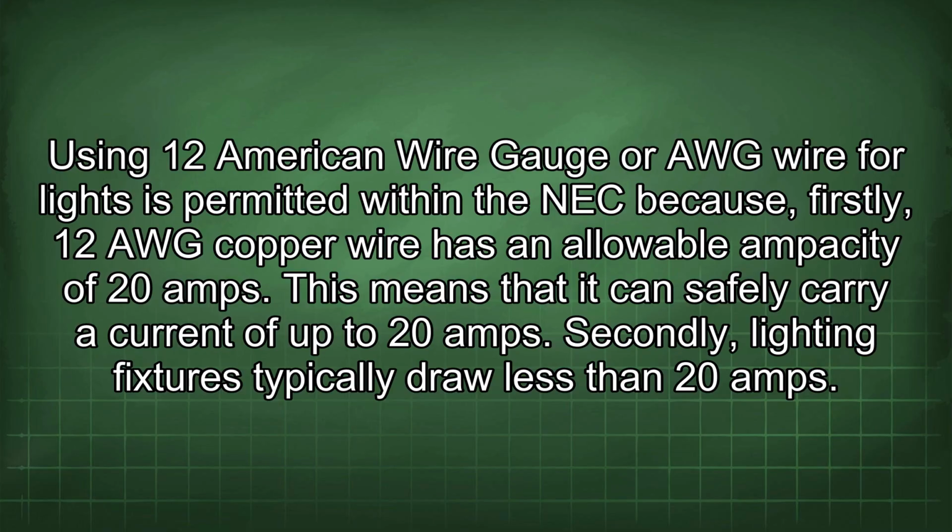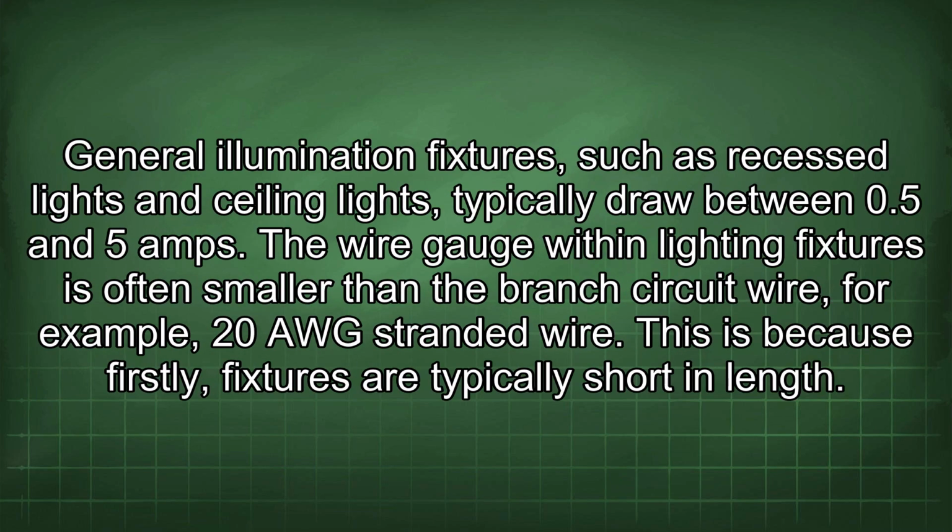wire has an allowable ampacity of 20 amps. This means that it can safely carry a current of up to 20 amps. Secondly, lighting fixtures typically draw less than 20 amps. General illumination fixtures, such as recessed lights and ceiling lights, typically draw between 0.5 and 5 amps.